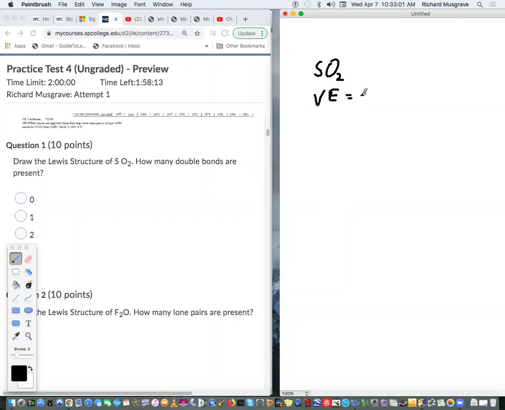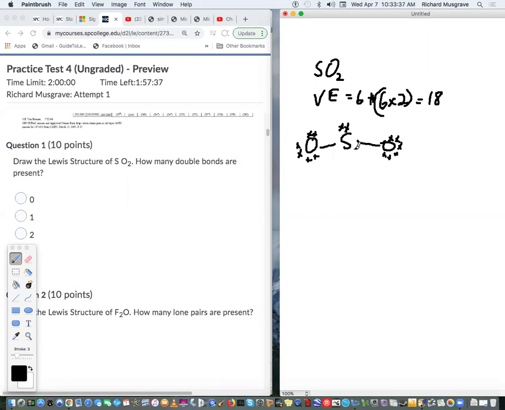So valence electrons here would be 6 plus 6 times 2. Now this is from the groups, they're both in group 6, which is going to be 18. So we go ahead. Now S, remember, is a non-metal. And we join the O's, and then we give the O's each 6 electrons to make up the 8. That leaves 2 that we put on the central element. That gives us a total of 18.